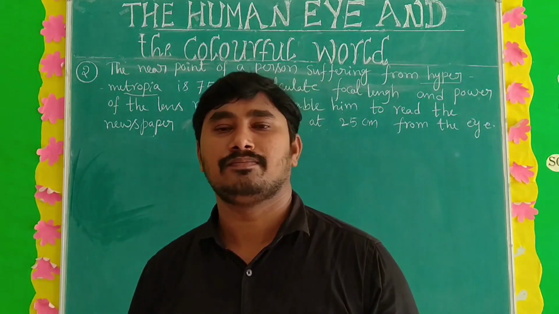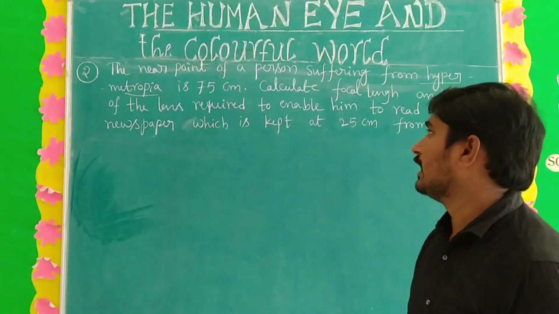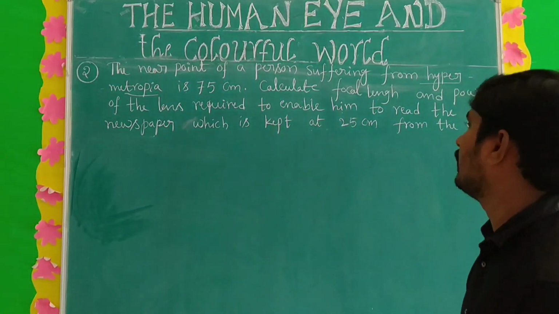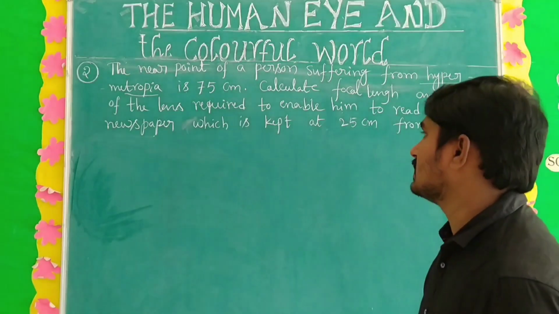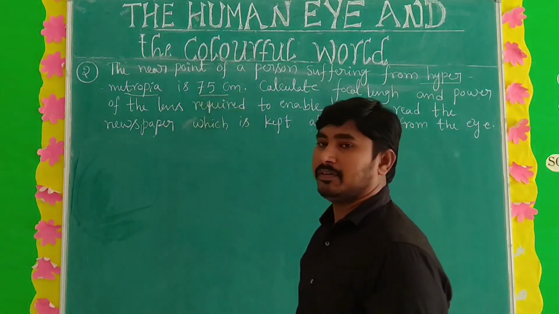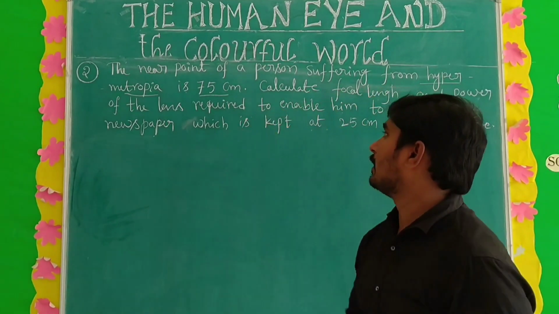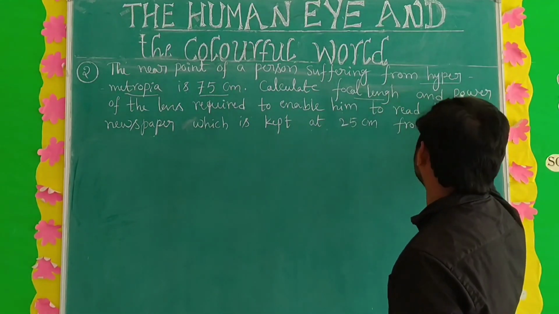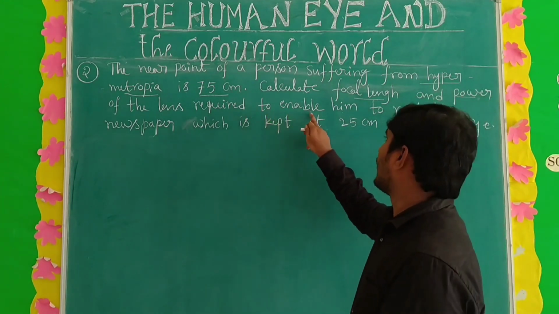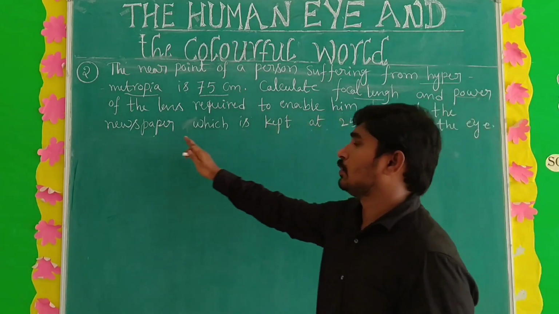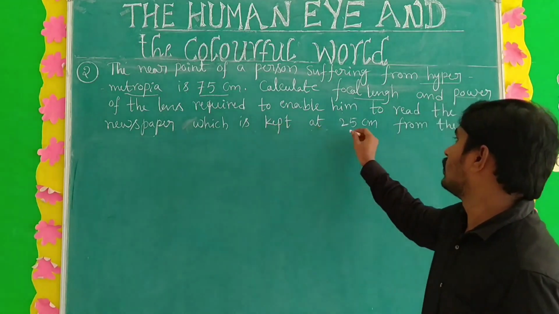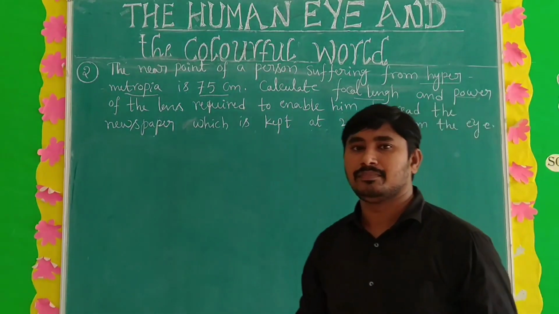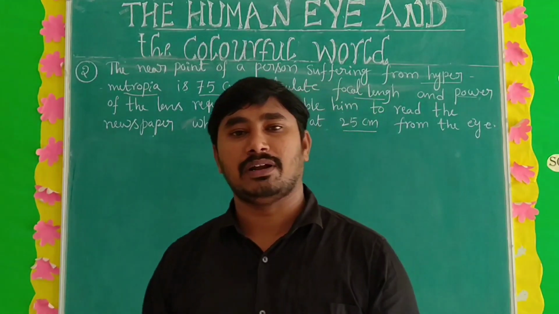What is the second problem? The second problem is: the near point of a person suffering from hypermetropia is 75 centimeter. So what is different here? Hypermetropia. Calculate the focal length and power of lens required to enable him to read the newspaper, which is kept at 25 centimeter from the eye.